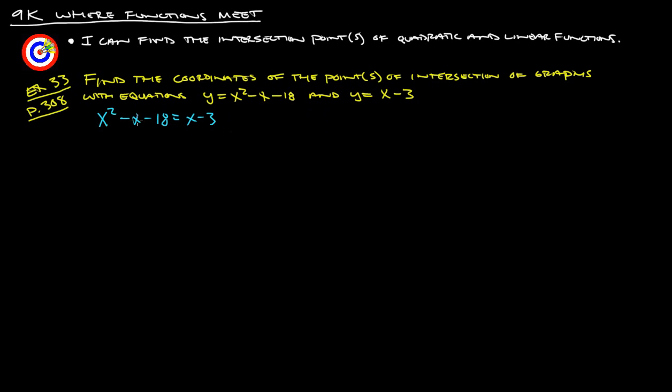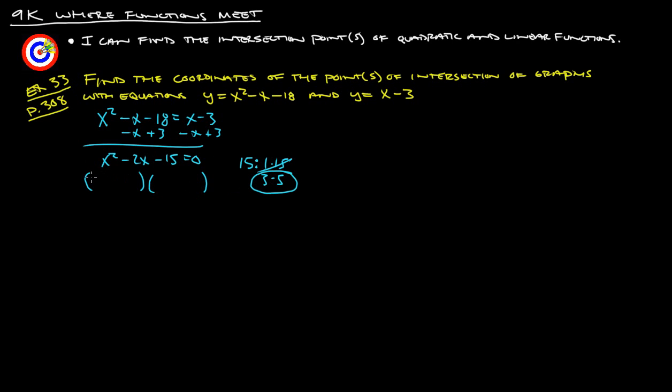Since we have x squared, x's, and constants, I'm going to move everything to one side and try to factor it. I'm going to move everything to the left side since my x squared is already positive. So when we do that, we get x squared minus 2x minus 15 equals 0. So we want to hopefully be able to factor this and say, what are the factors of 15, which are 1 and 15, or 3 and 5, that have a difference of 2? 1 and 15 doesn't fit the bill, but 3 and 5 do.